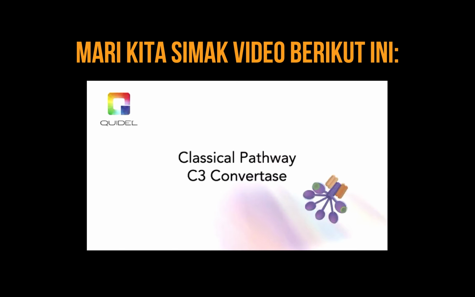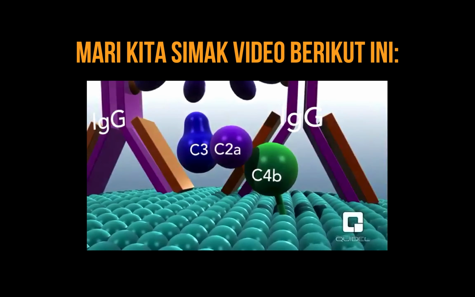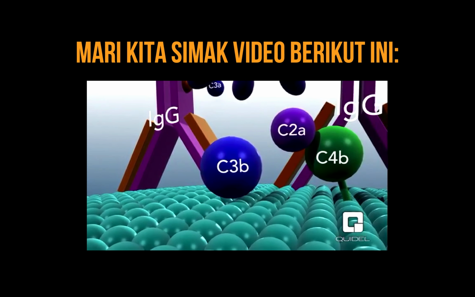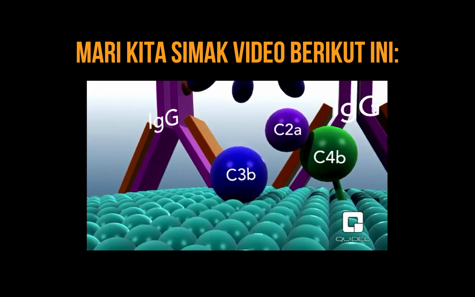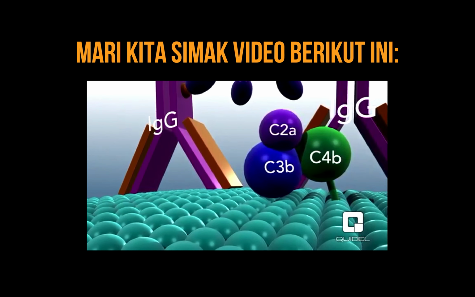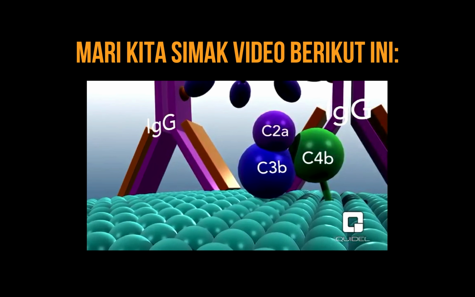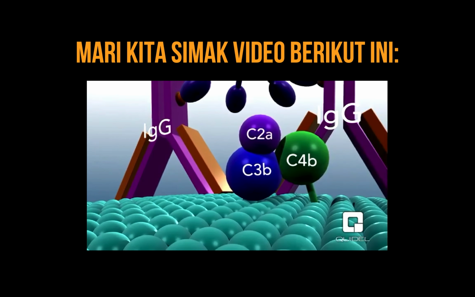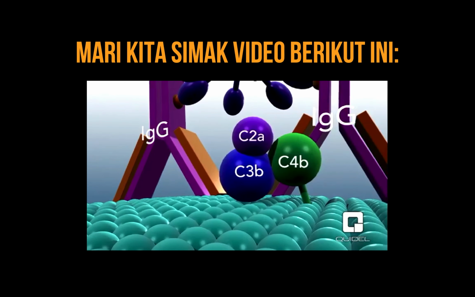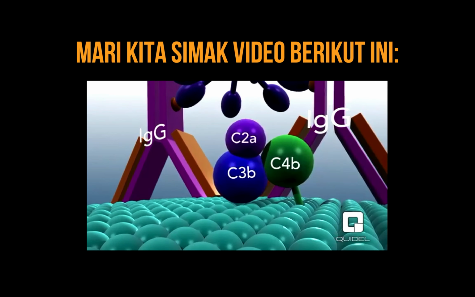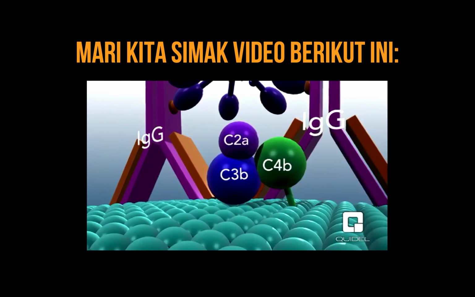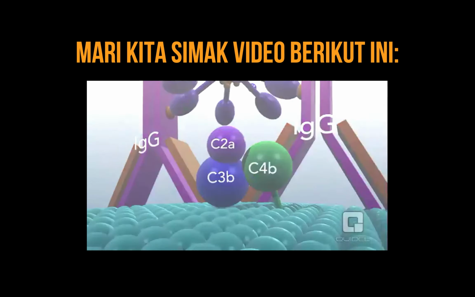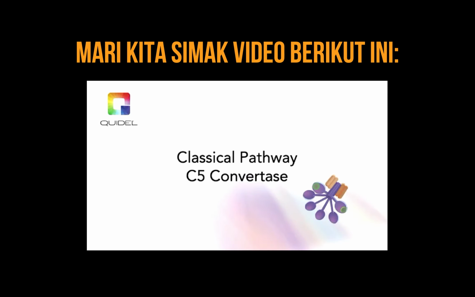Classical pathway C3 convertase. The C3 molecule is cleaved by the C3 convertase into C3a and C3b. The C3a fragment has potent biological activities, which will be discussed shortly. The C3b fragment can covalently attach to the C3 convertase, resulting in a trimolecular complex consisting of C4b, 2a, 3b. This multimolecular complex is called the C5 convertase of the classical pathway and is specific for cleaving C5. Classical pathway C5 convertase.